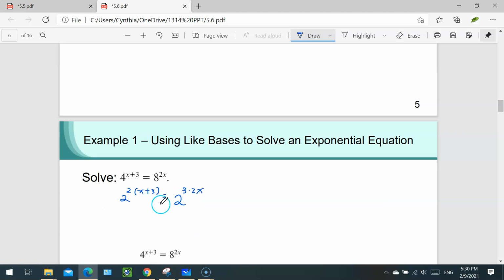Now since we rewrote both sides of the exponential equation with the same base number, I can simply cross out the base value. Now we just solve for the degree power part. We distribute it here, so you get 2x plus 6 equals 6x. Now combine like terms, so you get 4x equals 6, which is x equals 3 over 2.